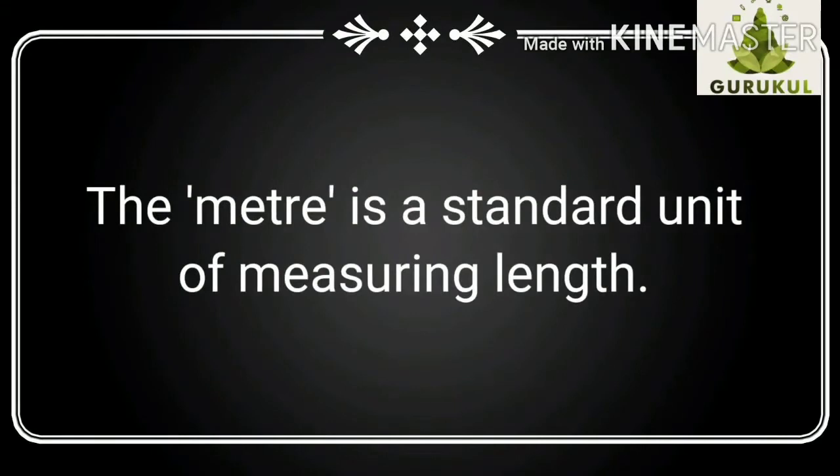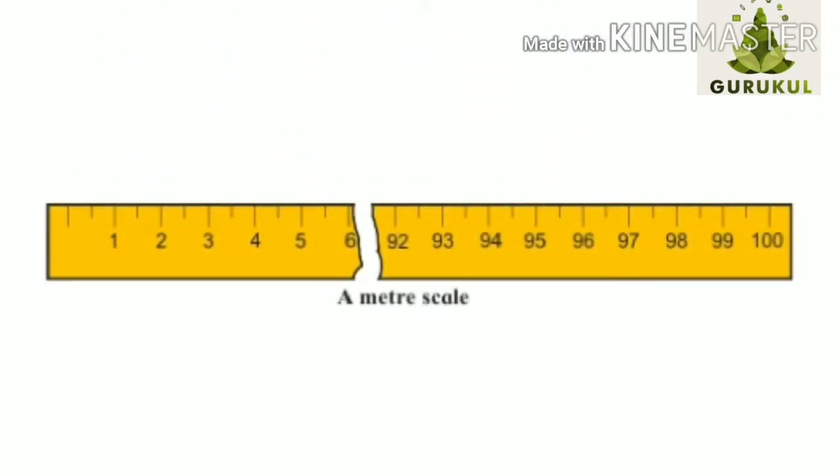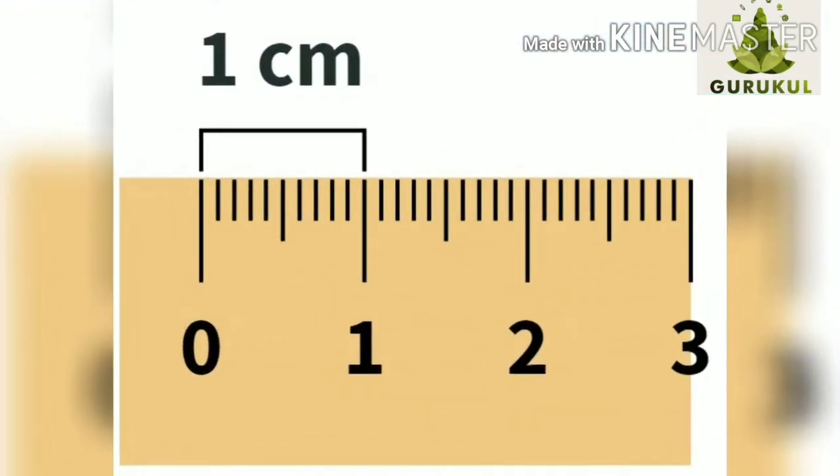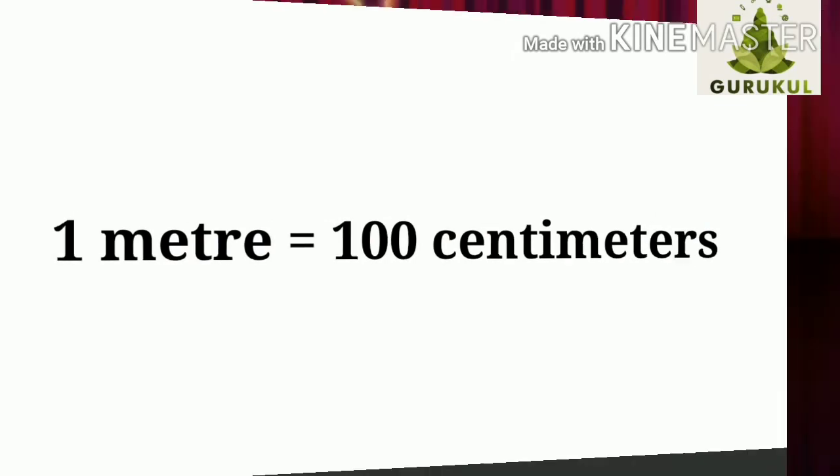The meter is a standard unit which is used for measuring length. If we divide a meter into 100 equal parts, each part is called a centimeter. So, 1 meter is equal to 100 centimeters.